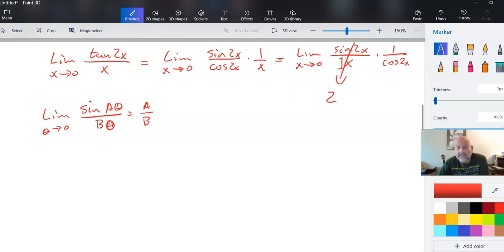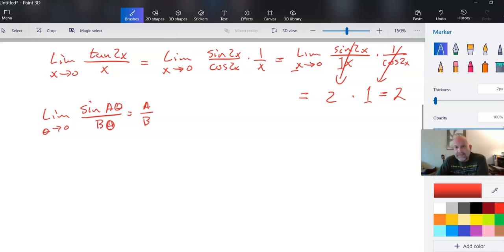Well, cosine's not 0 at 1, right? So this ends up, oh, I'm sorry, at 0. I'm plugging in 0 for x. So cosine of 0 is 1. That's what I was trying to look at. So this ends up being a 1 over 1. So this goes to 1. And so that means that the limit is 2. So the limit of tangent 2x over x is equal to 2.